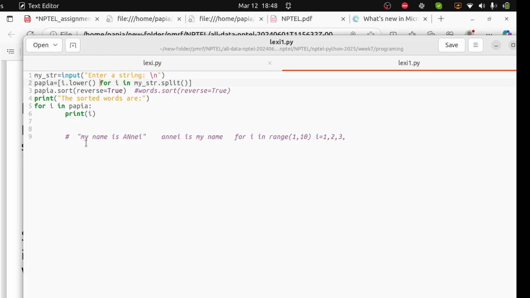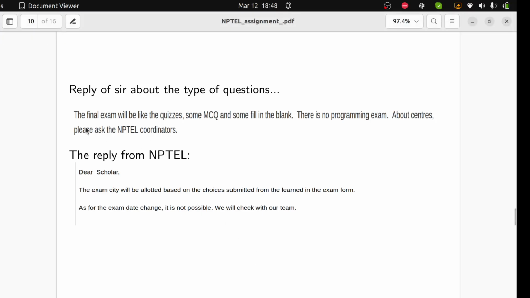Actually, what sir was telling in his lecture, most of the cases, was the meaning of that sentence, the meaning of that programming. But obviously he is not focusing on the writing of the programming part. That is fine. But I can show you the proof that sir gave the statement that the final exam will be like the quizzes, MCQ, and some fill in the blank.